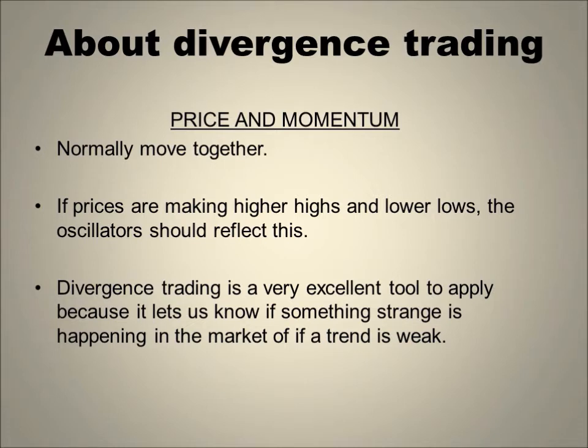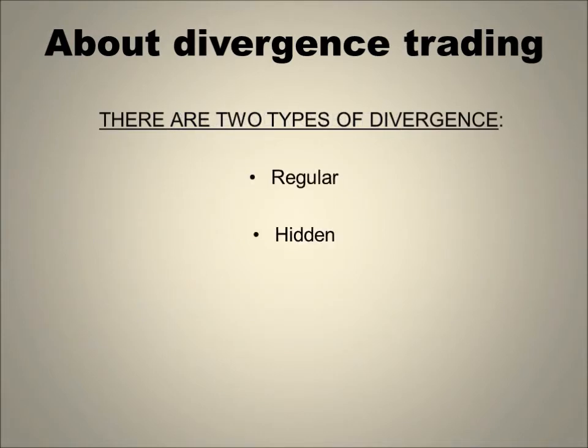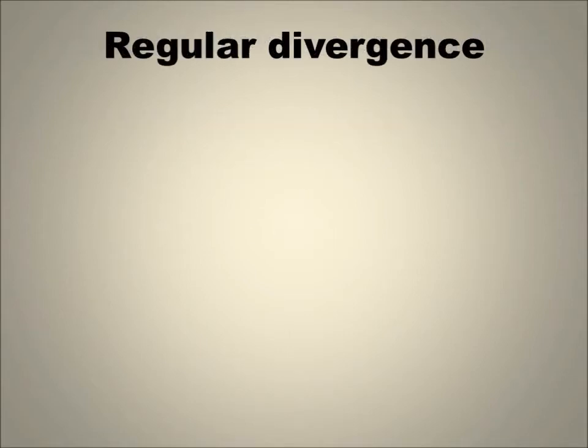Also, divergence trading is an excellent tool to apply because it lets us know that something strange is happening. So again, we're trying to prepare ourselves for fake outs and false readings because that does happen frequently. Okay, so there are two types of divergence, regular and hidden. And now we're going to examine the differences between the two.